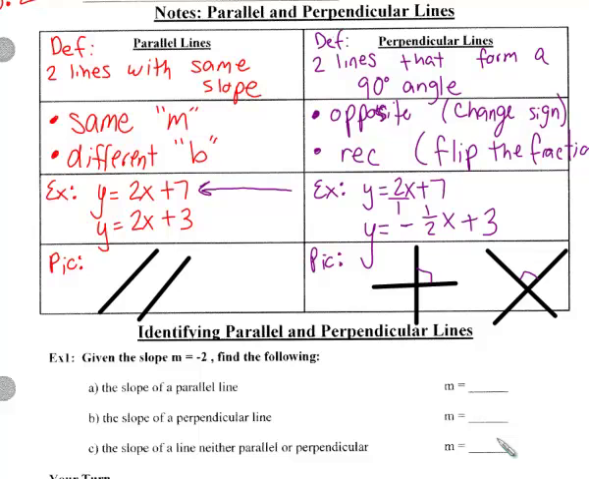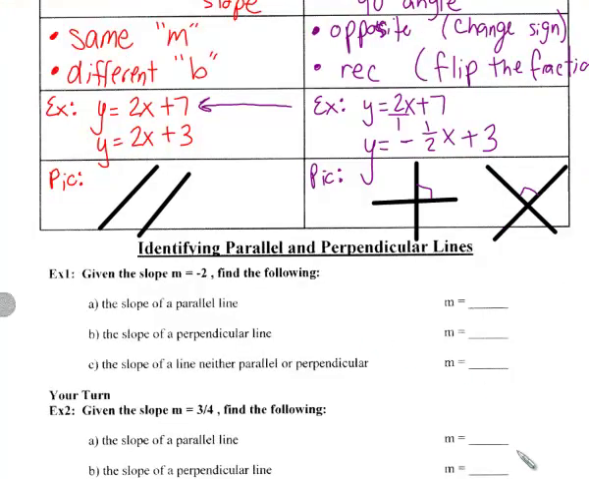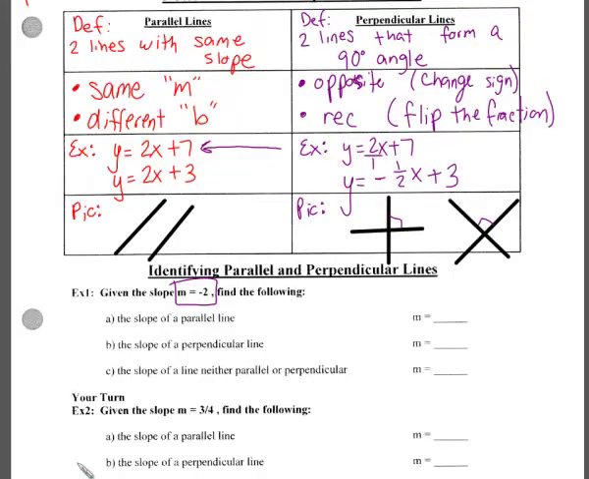Okay, we're going to look down here at example number 1. So, identify parallel and perpendicular lines. Given the slope m equals -2, find the following. So, we're looking for the slope of a parallel line. So, we have the notes up here. It is the same m. So, my m doesn't change. It stays -2.